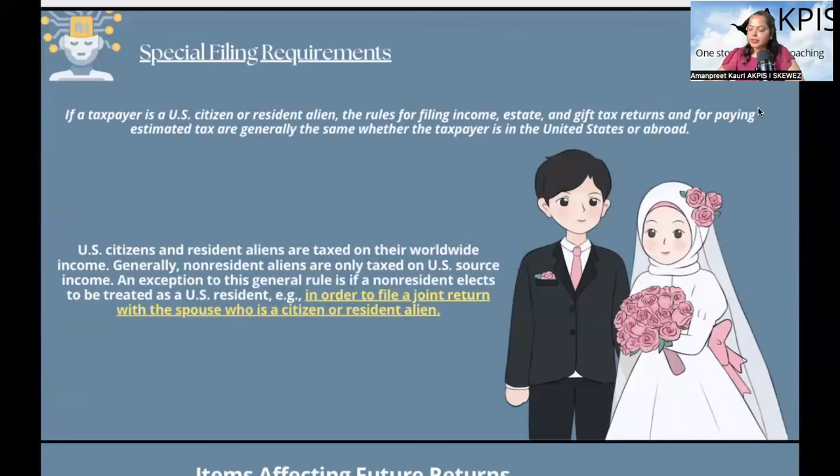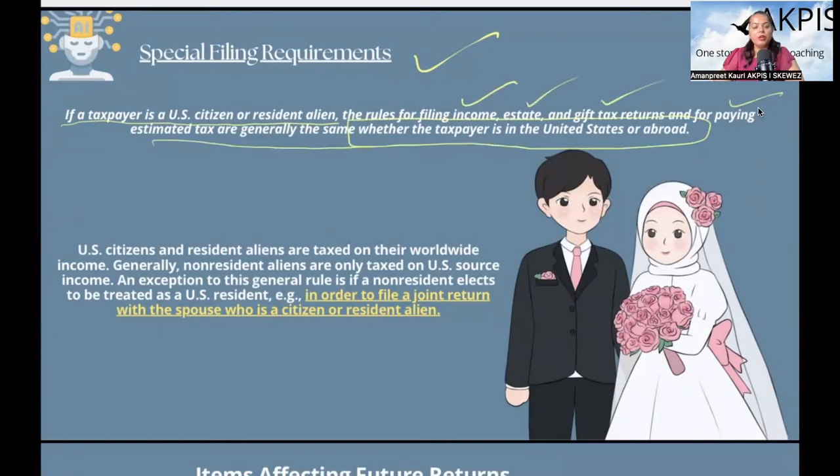Apart from this, now let's discuss special filing requirements. If I specifically talk about that, if a taxpayer is a US citizen or a resident alien, that means he's supposed to pay tax on his entire worldwide income, whether earned in the US or outside the US, right? So the rules for filing income, estate, and gift tax returns, and for paying estimated tax, are generally the same whether he's in the United States of America or abroad, because the worldwide income rule applies.